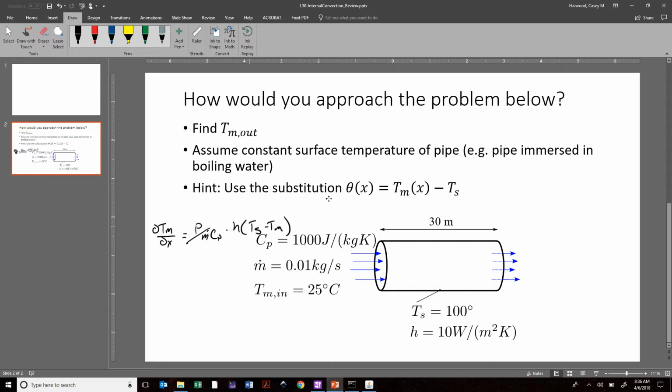What's the diameter? The diameter is, oh, you ready to leave that out? 0.1 meter.